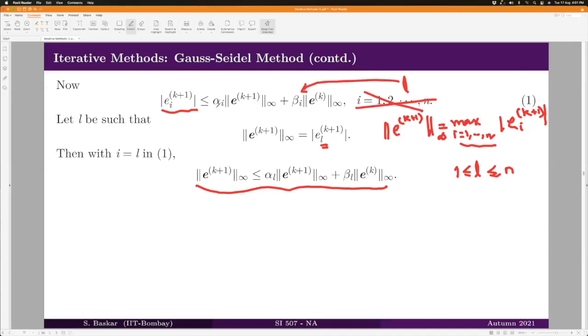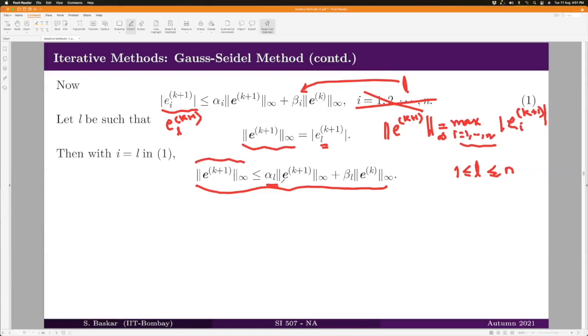Then how will it look like? It is alpha L into this as it is plus beta L into this as it is, and this side I have e_L^(k+1). But e_L^(k+1) is nothing but the maximum norm, because that is the maximum, right? Therefore, this side I will put the norm of e^(k+1).